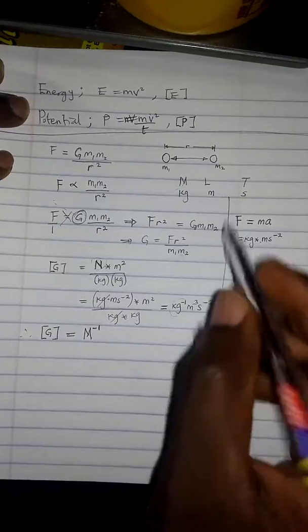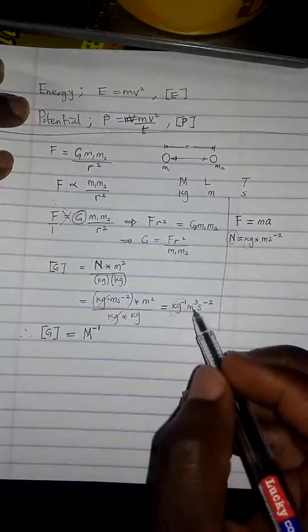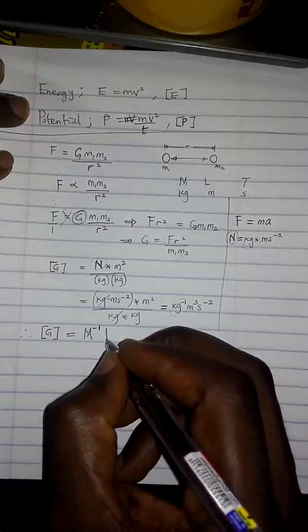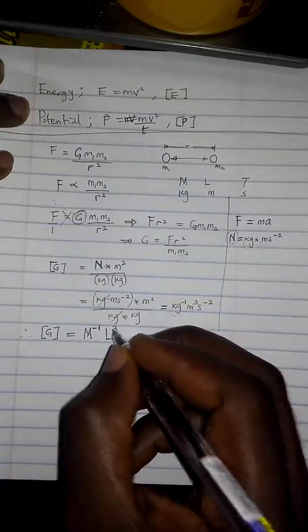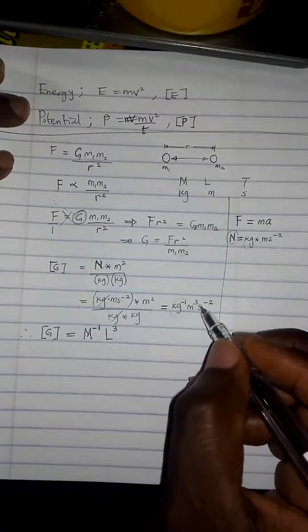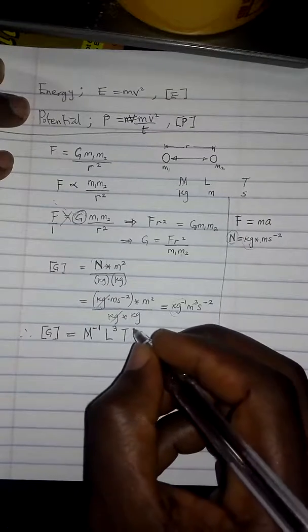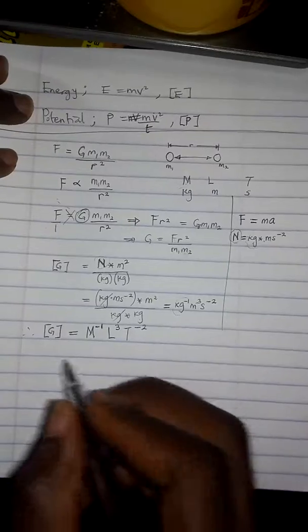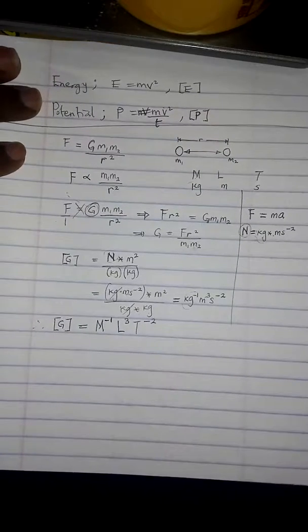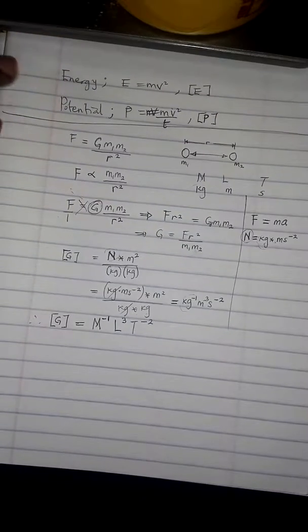Meter is the unit of length, so this is standing in place for length. So this is going to be L to the power 3. Then I have second, which is standing in place of time, so this is T raised to the power minus 2. So that's that. That's the dimension of the universal gravitational constant. I hope you get that.